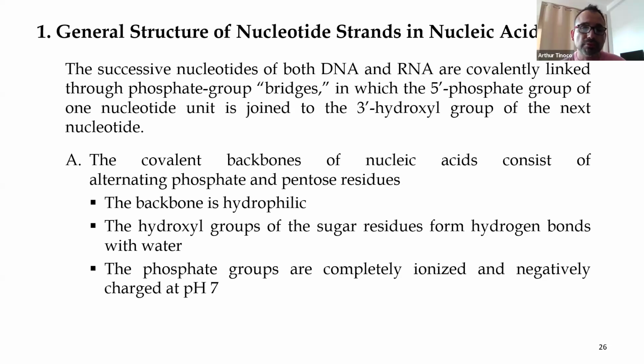So the covalent backbones of nucleic acids consist of alternating phosphate and pentose residues. And that's actually quite important, because you think about the nature of these types of structures and how they will change at least some of the components of how these will interact. So you have these phosphate groups in contrast to the nucleobases. And so what does that backbone actually contribute?